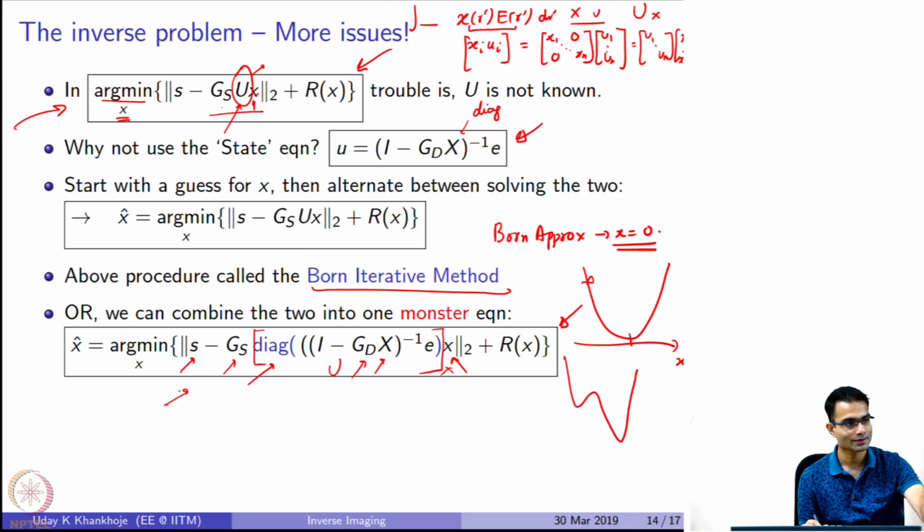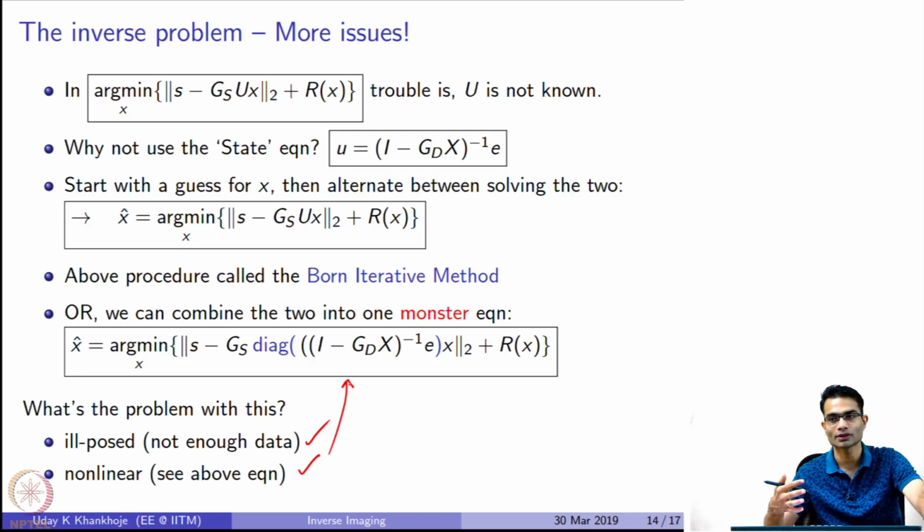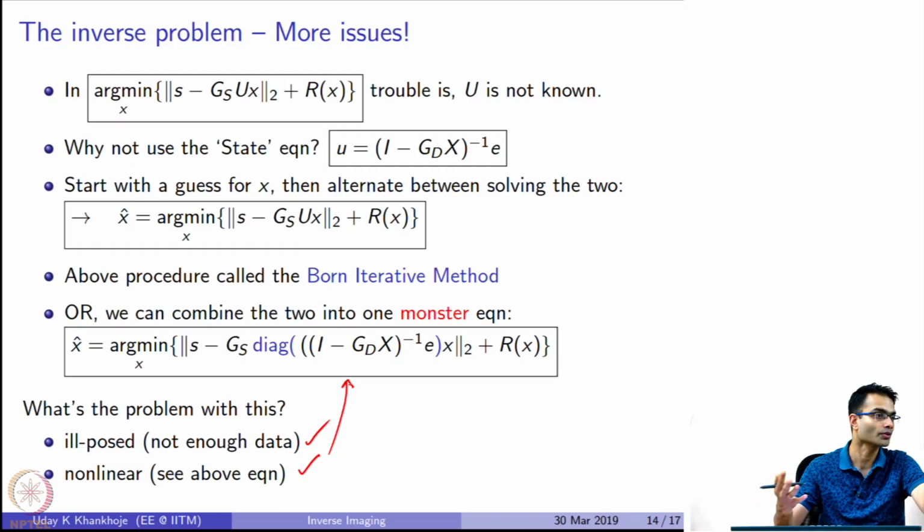So let's actually look at it a little bit more quantitatively. We've already said that it is ill-posed, not enough data, and non-linear, right? This equation over here is non-linear in x. That's the problem. So let's see the manifestation of this non-linearity. We know it's going to affect us, but how is it going to affect us?